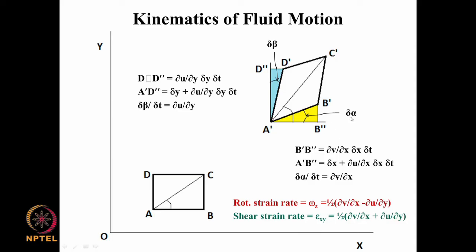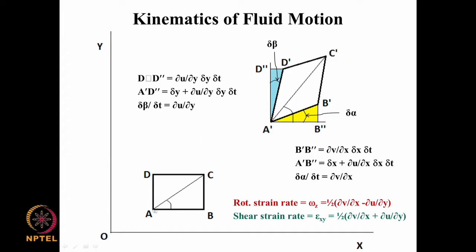Here we have identified angles delta alpha and delta beta. And what is delta alpha? Delta alpha is the new angle that the side AB makes with the horizontal. Here it is 0 and here it is delta alpha. That is because B has moved up relative to A. Both A has moved up to A prime and B has moved up to B prime, so both of them have moved in the y direction and also the x direction.